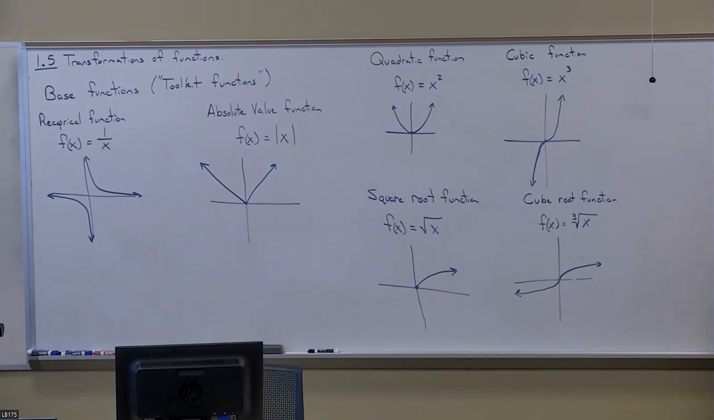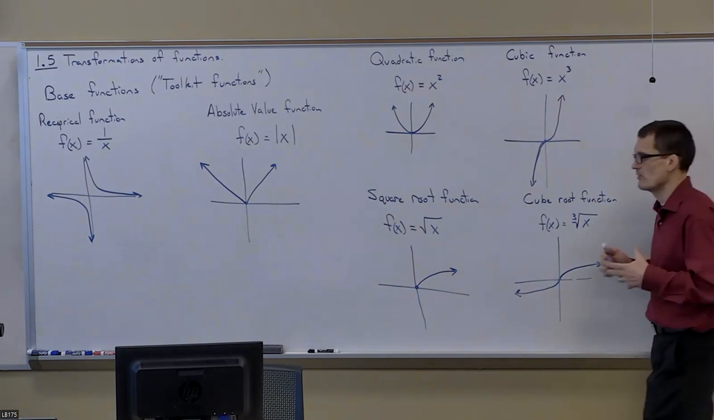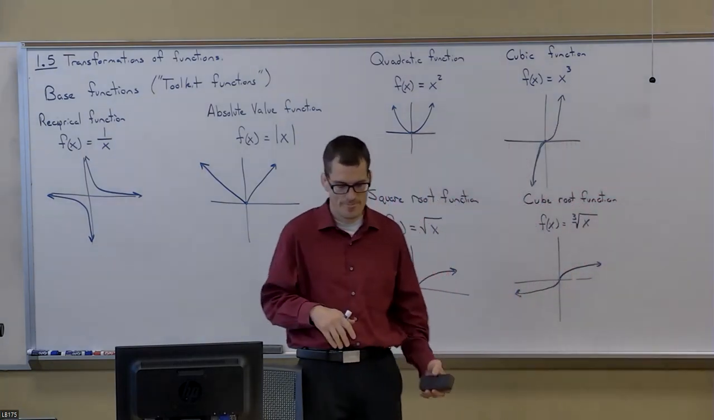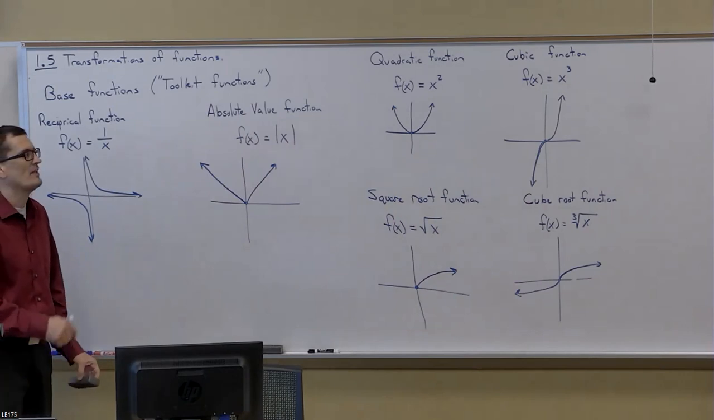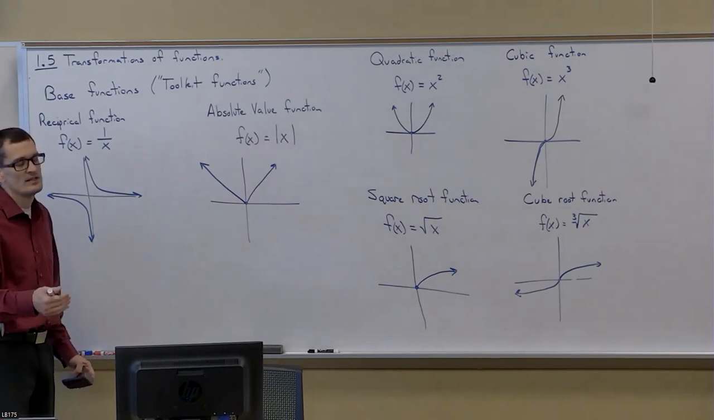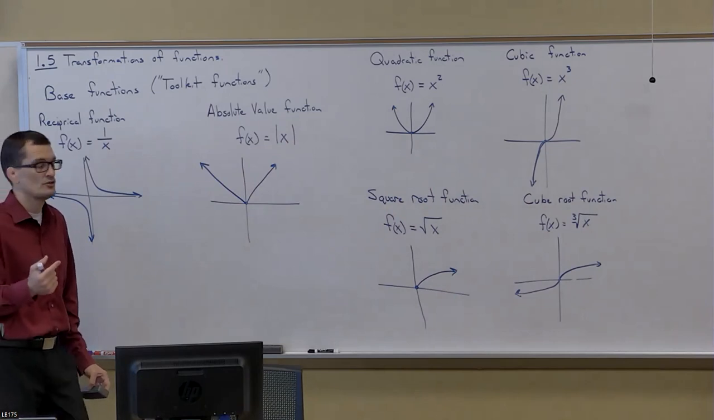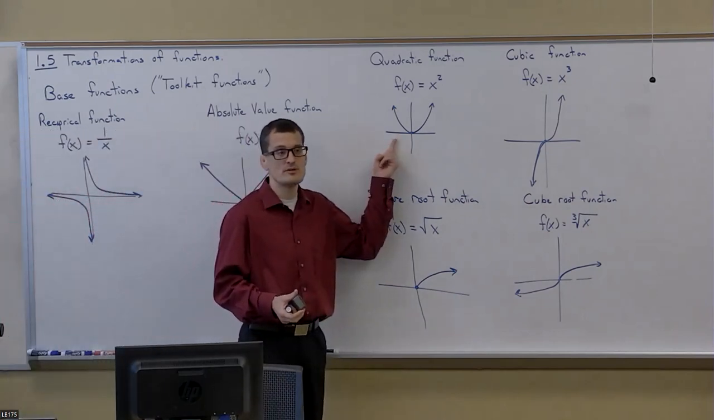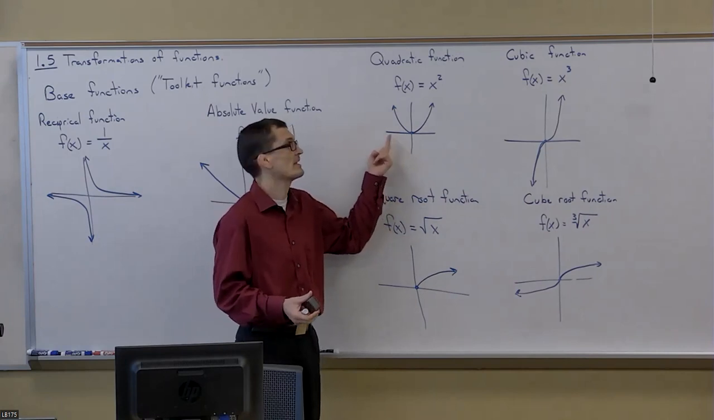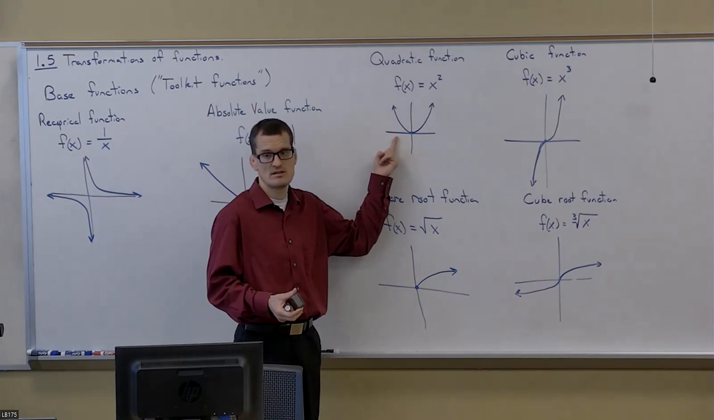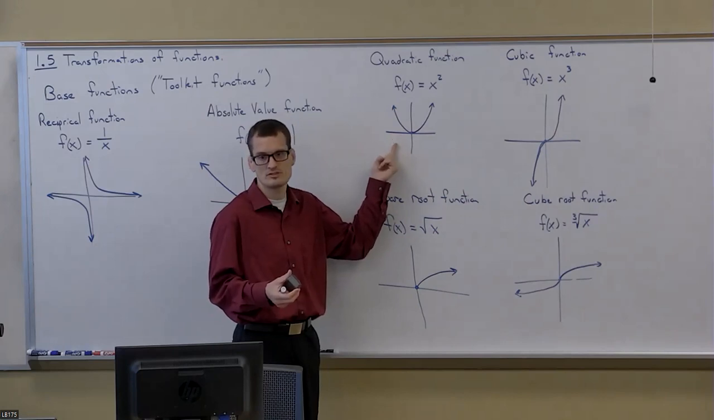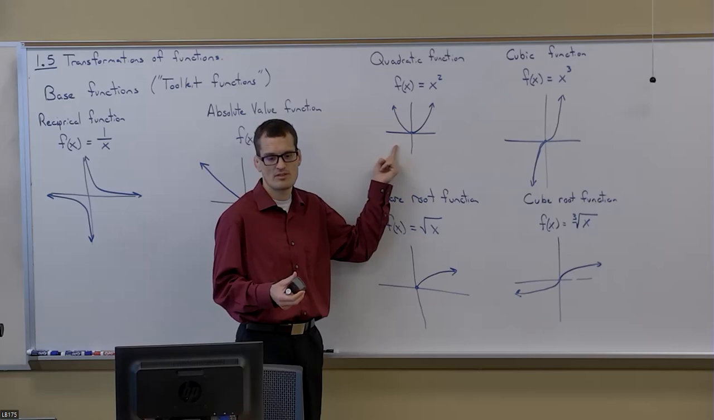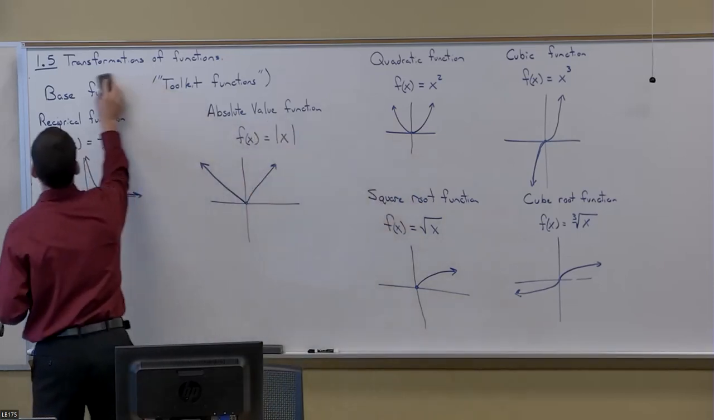And what we're going to do in 1.5 is we're going to transform those. If I know what these look like, and then you tell me, well, let's graph g of x equals x squared plus 2, you'd be able to say, well, oh, x squared plus 2 is kind of like x squared, and then I'm doing a plus 2. So what's that plus 2 do to this function? Okay. So that's the goal of 1.5. Let me just write that down.